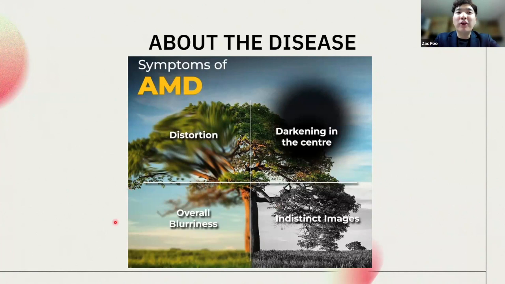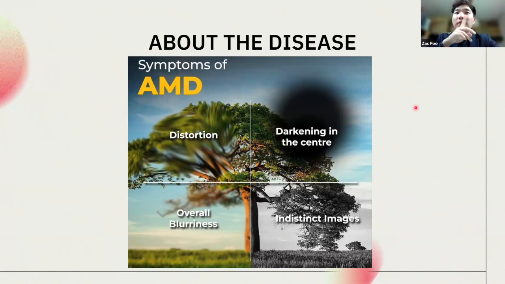So you will have overall blurriness and a darkening in the center. That means your vision at the center, suddenly you will notice this black dot inside there. It follows around your eye as well because this one is affecting the retina. And you may lose your color vision as well. Therefore, for macular degeneration, we will also check on your color vision.